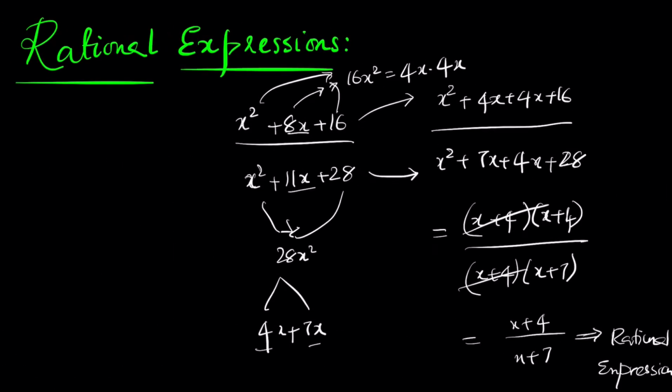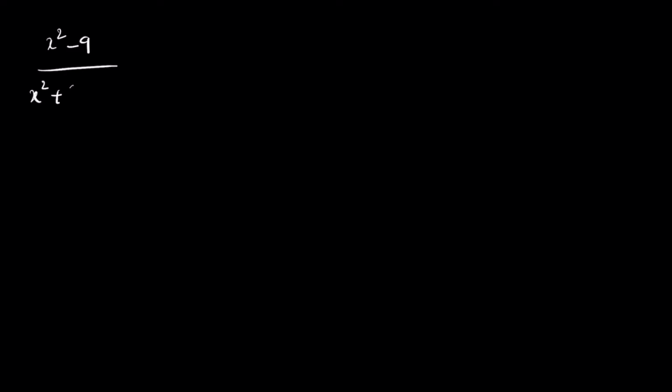So let's start with the first one, simplification. The one that I showed you itself is an example. So this problem is an example of simplifying a rational expression. Let's try another problem. Let's say I have x square minus 9 over x square plus 4x plus 3.